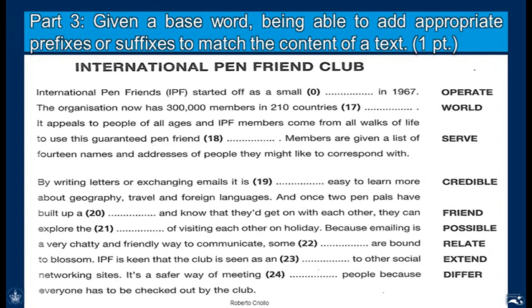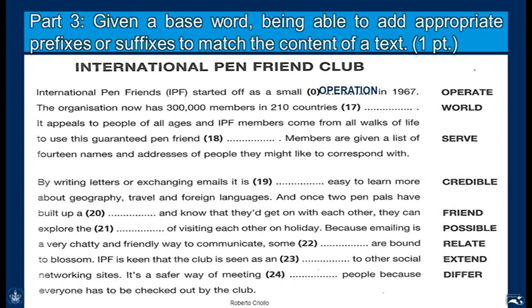International Pen Friends, IPF, started off as a small, we have a small, it's an adjective, and we have previously an indefinite article, so we need a noun, and the noun of operate is operation. Started off as a small operation in 1967.